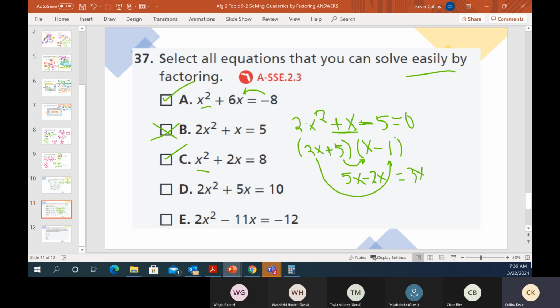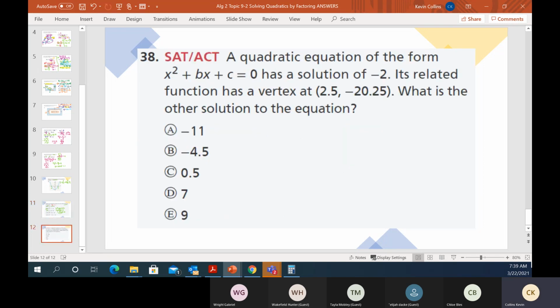All right, so let's go ahead and check out our SAT problem. It says a quadratic function of the form (x + b)² + c = 0 has a solution of -2. So it says its related function has a vertex at 2.5 and -20.25. What is the other solution to the equation? Whoa. Okay.